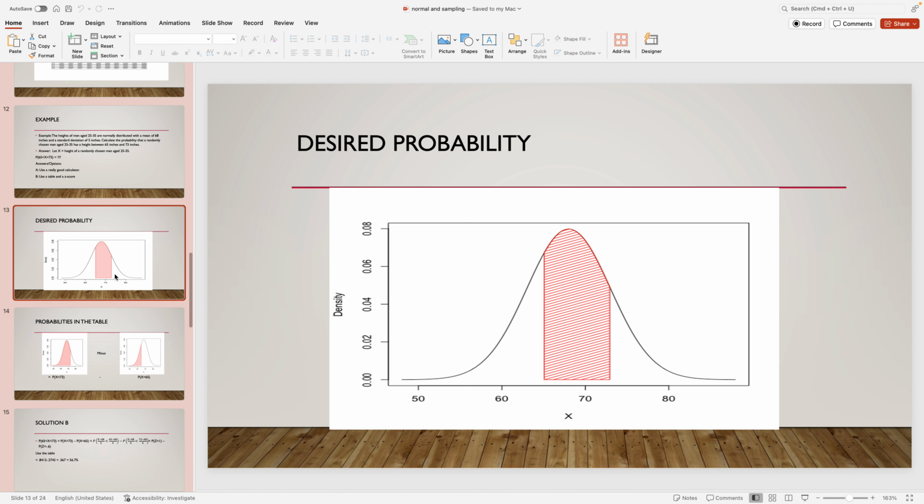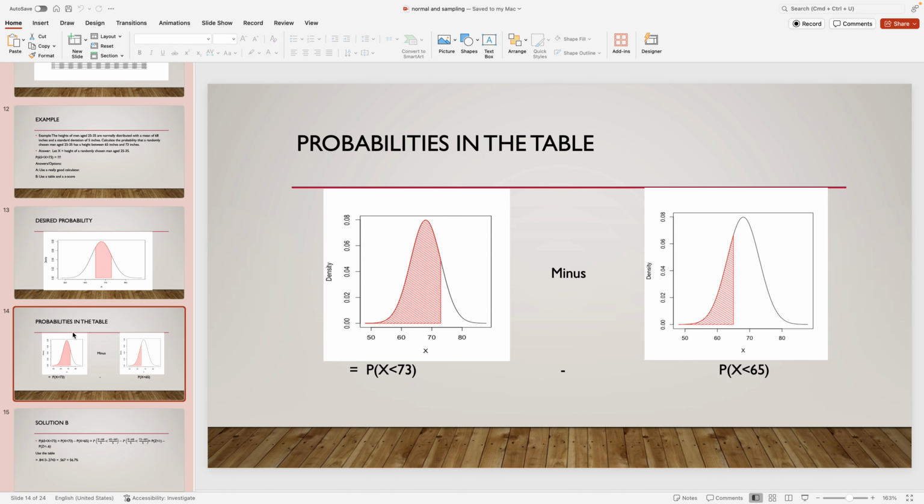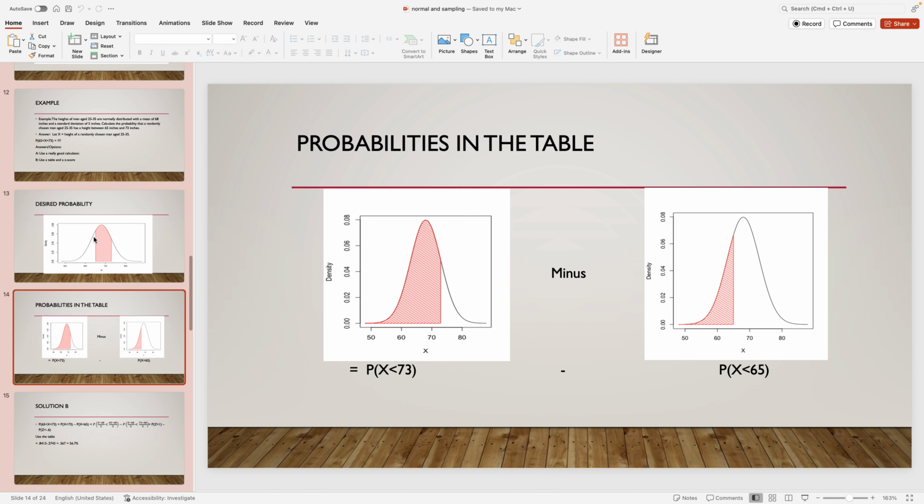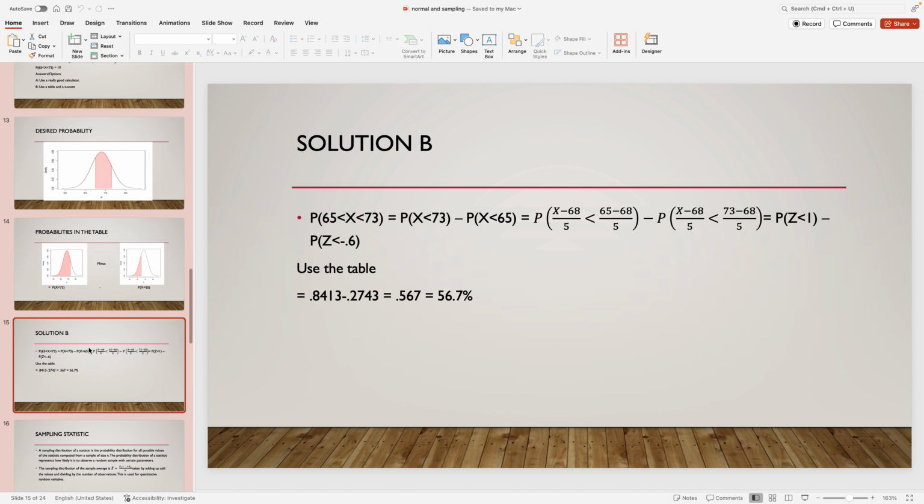So one thing that we might remark is that if we use the table, it only lists less than probabilities, but that probability we just showed is equal to these two probabilities. So we can subtract the probability x is less than 73 from the probability x is less than 65. And you only really need to do this if you use the table.